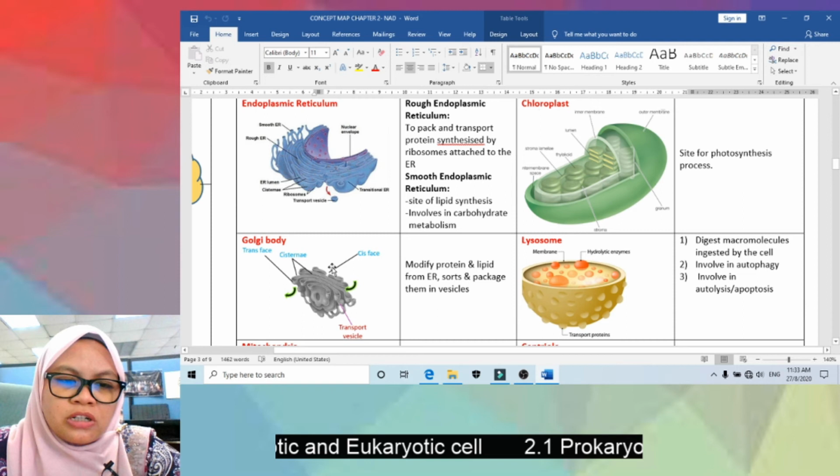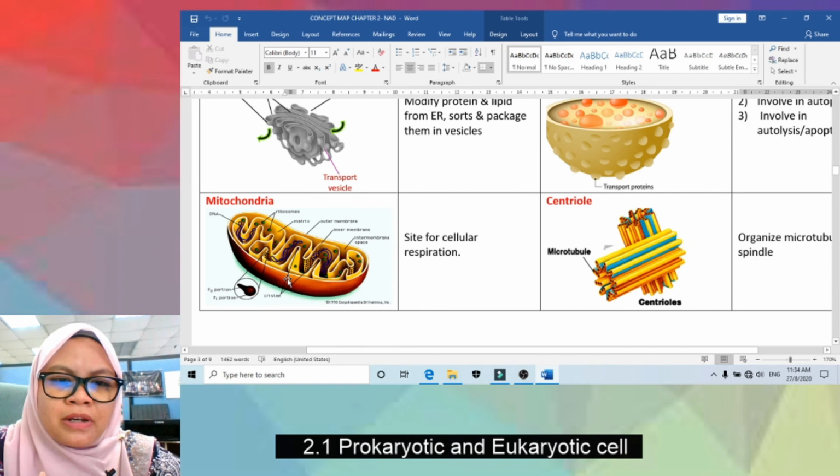And then this inner membrane will form a folded structure, but this time we will not call it cisternae, we call it cristae. So hopefully you can remember the detailed structure of mitochondria, because the structure is frequently asked in PSPM. Okay, and then the function of mitochondria is a site for cellular respiration. Right, next is the ribosome.